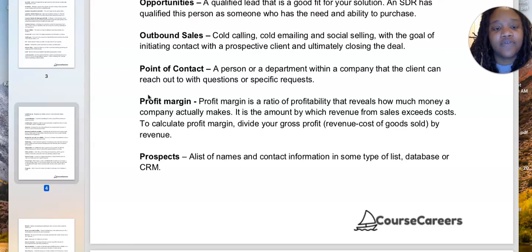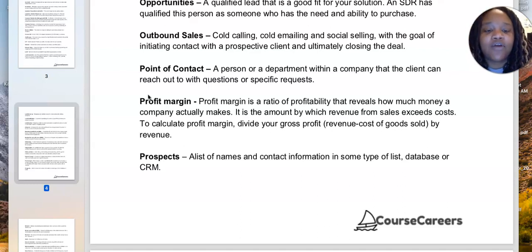Next, we have profit margin, which is a ratio of profitability that reveals how much money a company usually makes, and is the amount by which the revenue from the sales exceeds the cost. So how much money are they making? To calculate the profit margin, you need to divide the gross profit, which is the revenue minus cost of goods sold, by the actual revenue. That way you're able to see your profit margin.